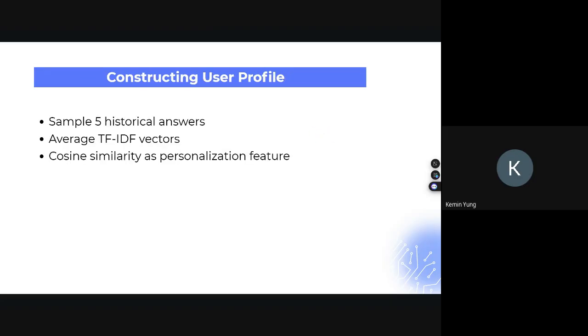We construct a user profile by averaging TF-IDF vectors from 5 historical answers. Cosine similarity to this profile is then used as a personalization feature. And next slide, please.